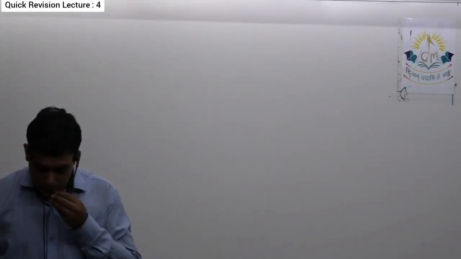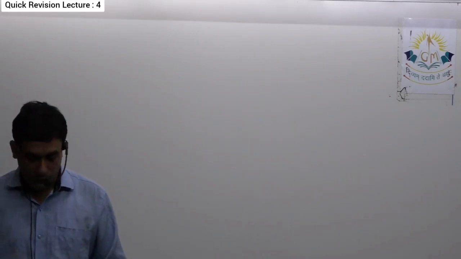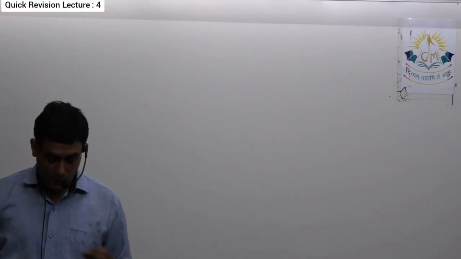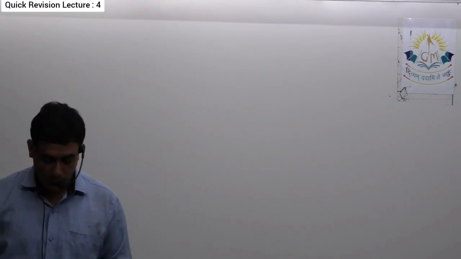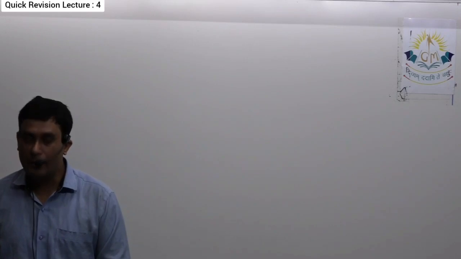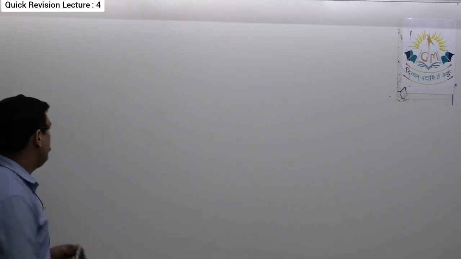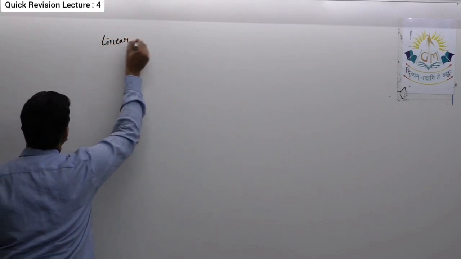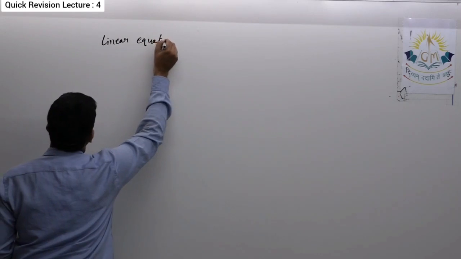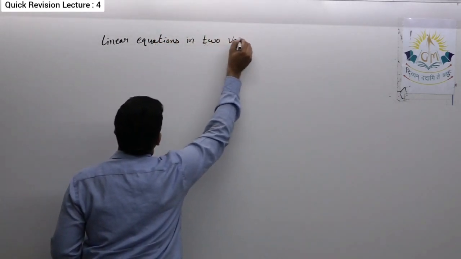Hello friends. So till now we saw the revision of number systems, exponents, algebraic identities, polynomials. Now we'll start linear equations in two variables.